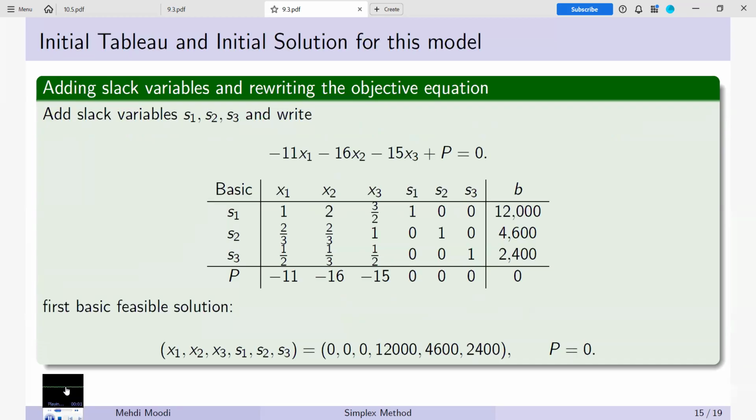This slide shows the initial Tableau and the initial basic feasible solution for the three-variable model. Just like before, the slack variables start in the basis and the decision variables start at 0. The profit starts at 0 too, which is mathematically valid but financially depressing.